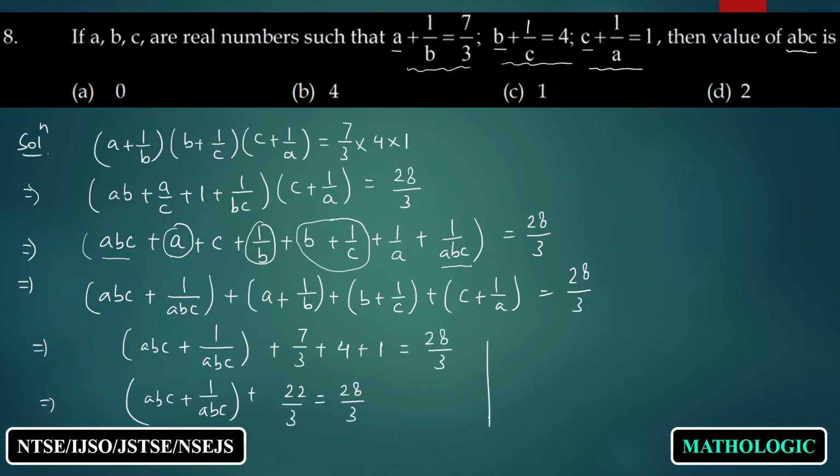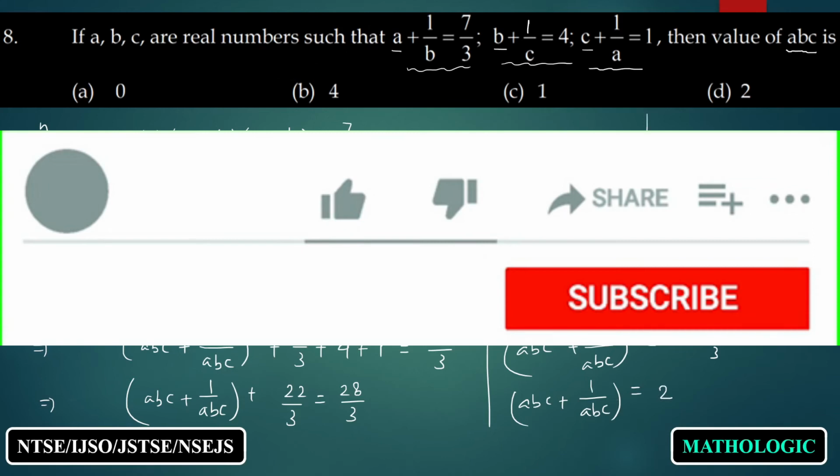On transposing this number to the right, we can write ABC plus 1 over ABC is equal to 28 minus 22 by 3. Since denominators are same, we can just subtract the numerators directly. So here we are getting ABC plus 1 over ABC is equal to 28 minus 22 is 6, only 6 here. 6 by 3 is equal to 2. So we are getting ABC plus 1 over ABC is equal to 2.